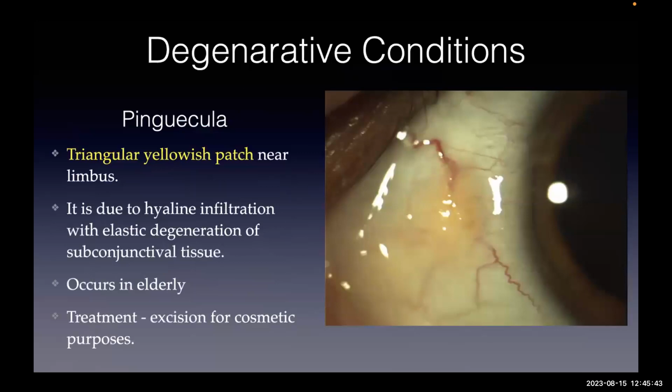In degenerative conditions, first one is pinguecula. It is triangular yellowish patch near the limbus. It is due to hyaline infiltration with elastic degeneration of the subconjunctival tissue. It usually occurs in elderly, and treatment is excision for cosmetic purpose.